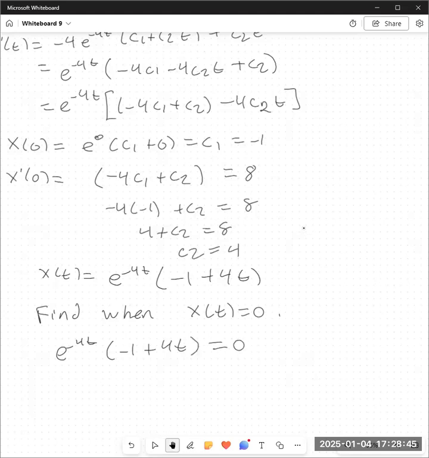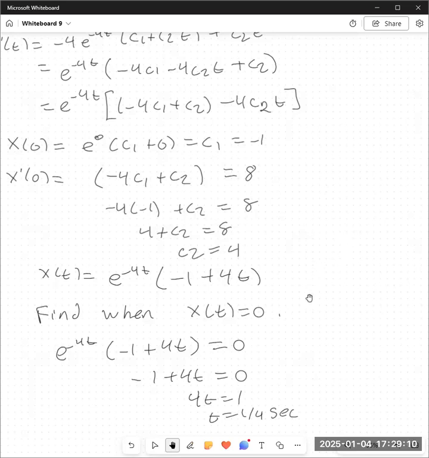Well, e to the negative 4t can never be equal to 0. It's an exponential function that has an asymptote at y equals 0. So it's got to be the -1 plus 4t that equals 0. 4t is equal to 1, and t is equal to 1/4, and that's in seconds.